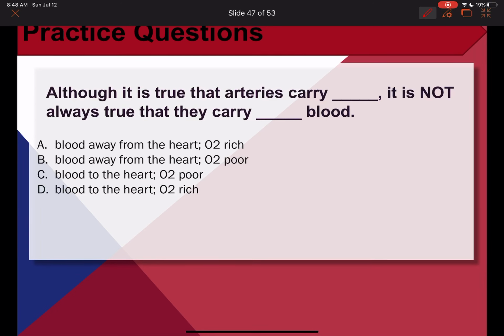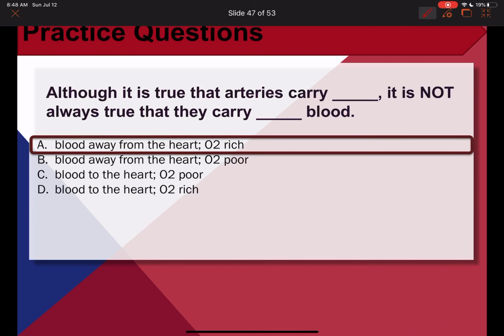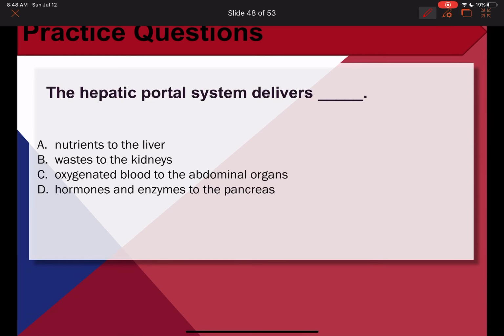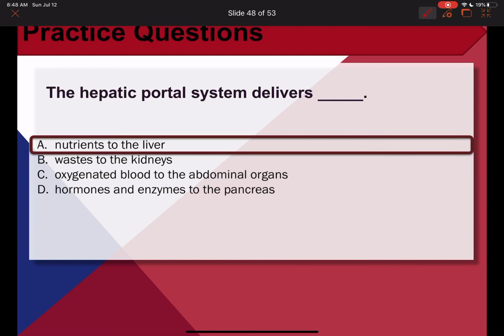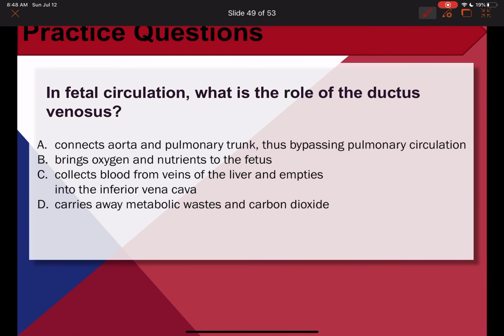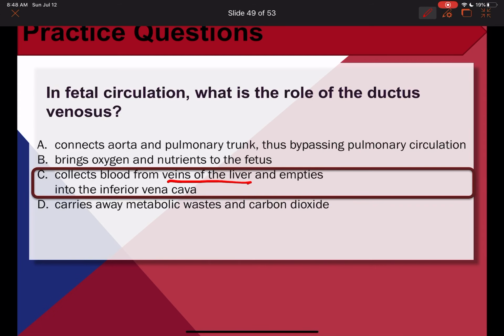Although it is true that capillary arteries carry blank, it is not always true that they carry blank blood. Arteries always carry blood away from the heart, A for away, but it is not necessarily always carrying oxygen-rich blood. Sometimes it's carrying deoxygenated blood. The hepatic portal system delivers nutrients to the liver. In fetal circulation, what is the role of the ductus venosus? It collects blood from veins of the liver and empties it into the inferior vena cava.